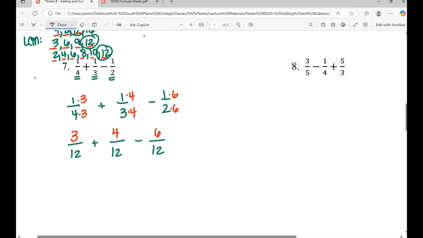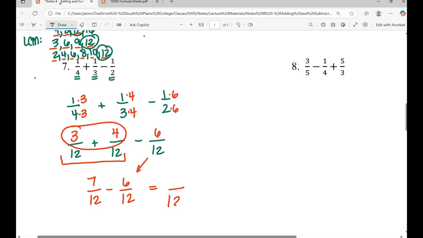Once you have that common denominator, take fractions 2 at a time. Common denominator stays common. Add across the top. 3 plus 4 is 7. Then bring down your third term. Common denominator stays common. 7 minus 6 is 1. I recommend that you pause and try that last example for this video.